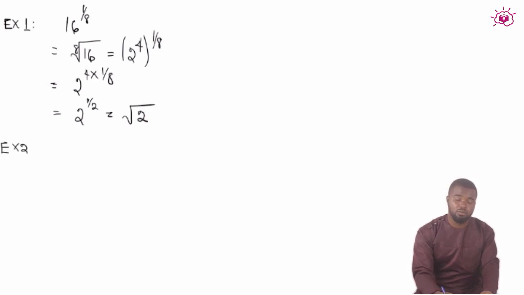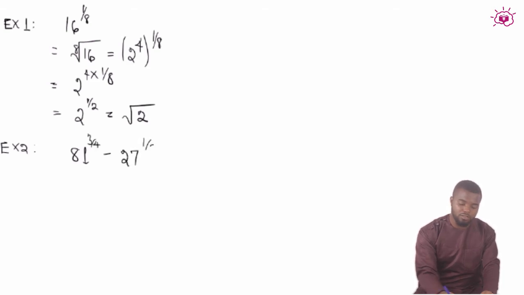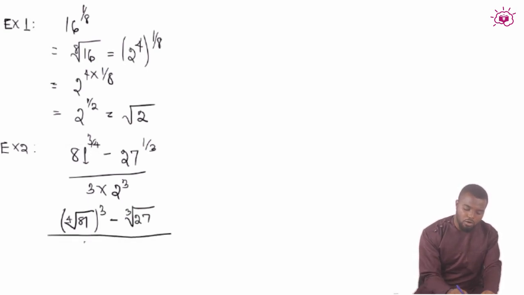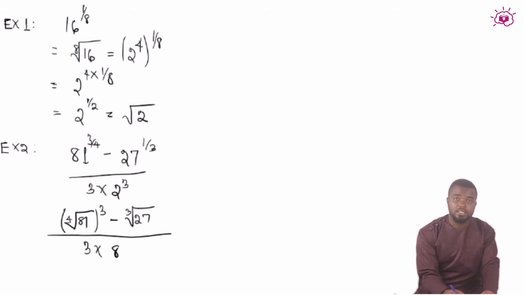So the second example is to evaluate 81 raised to the power 3 over 4 minus 27 raised to the power 1 over 3, all over 3 times 2 raised to the power 3. From the laws of indices, we have fractional power. For 3 over 4, the denominator, which is 4, becomes the root, and the numerator, 3, becomes a power. So that would be the 4th root of 81 all raised to the power 3, minus the same thing applied to this, the cube root of 27 all raised to the power 1, all over 3 times 8, because 2 raised to the power 3 is 8.